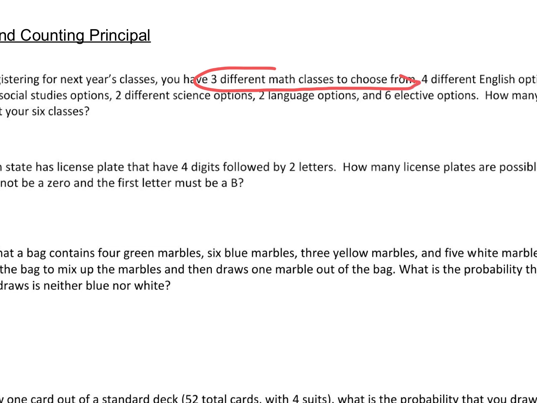This is actually true. You may not think about it, but you have a lot of choices for next year. You could take FST, you could take stats, or you could take pre-calc. There you go. There's 3 choices for math for next year. Okay? In the real world, you have 3 choices.